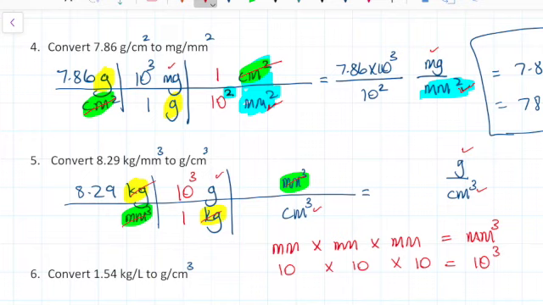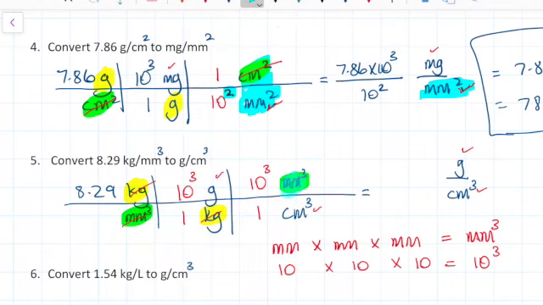So in this conversion factor, I know that there's 10 millimeters in 1 centimeter. How many millimeters cubed are there in a centimeter cubed? Well, they're going to be 10 times 10 times 10, 10 to the third millimeters cubed in a centimeter cubed. Why don't I put a 1 to the third there? Well, you absolutely can, but we all know that 1 times 1 times 1 is 1, so we're not going to make ourselves confused.